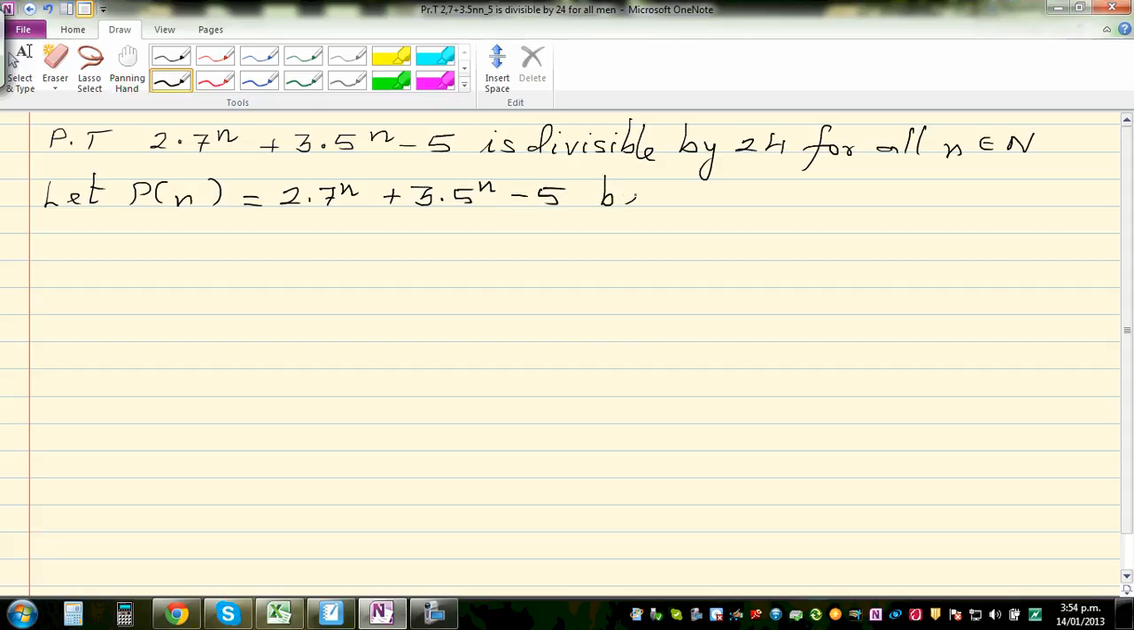be divisible by 24. So we are accepting the statement, be divisible by 24. Okay, so now to test this, let's take P of 1. Let's take P of 1, where 1 is the first natural number. So this is 2 times 7 to the power 1 plus 3 times 5 to the power 1 minus 5.